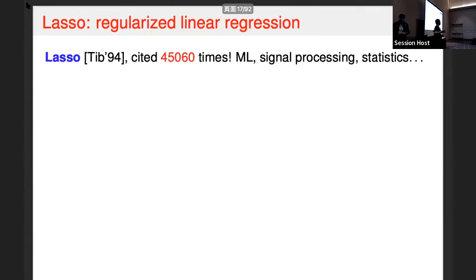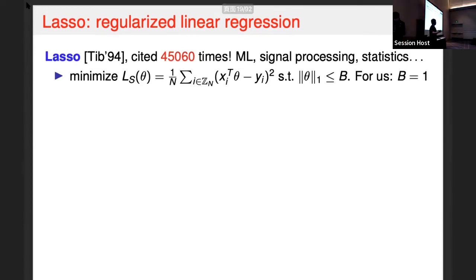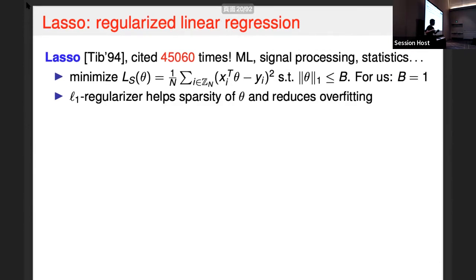So here is Lasso, regularized linear regression. Lasso is quite a popular and well-known problem in the machine learning field, the signal processing field, and the statistics fields. This problem asks you to minimize the empirical loss inside the L1 ball with radius B. For convenience, we will just let B equal 1 here. We call this type of constraint L1 regularizer, and this regularizer helps sparsity of theta, and therefore reduces some overfitting and density issues.